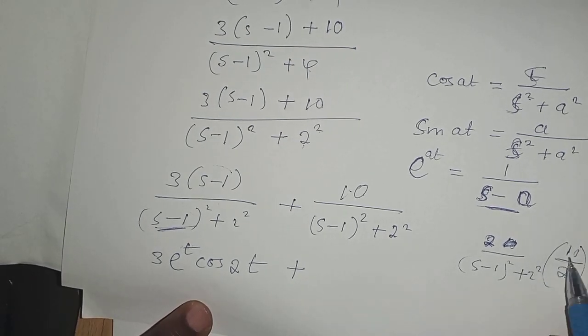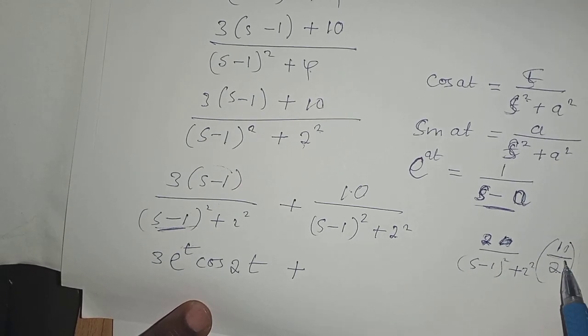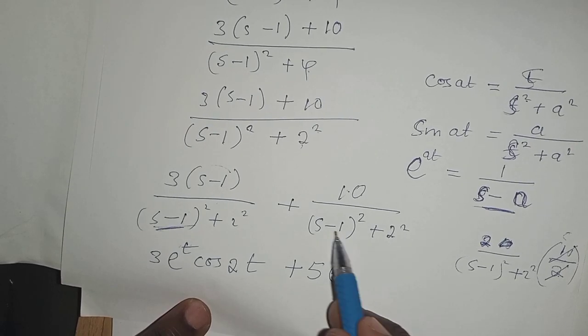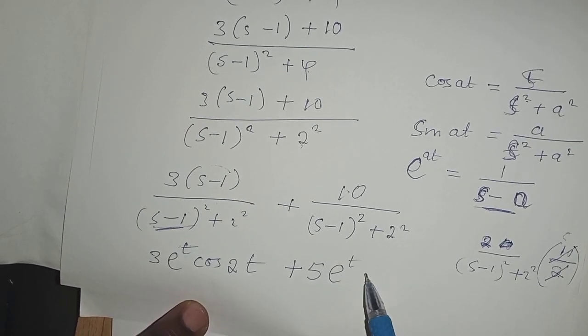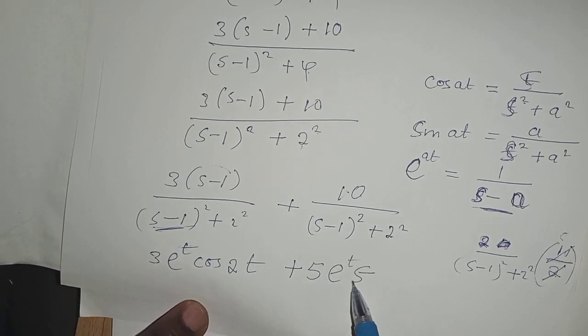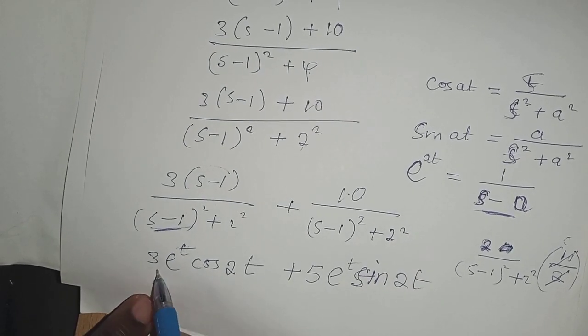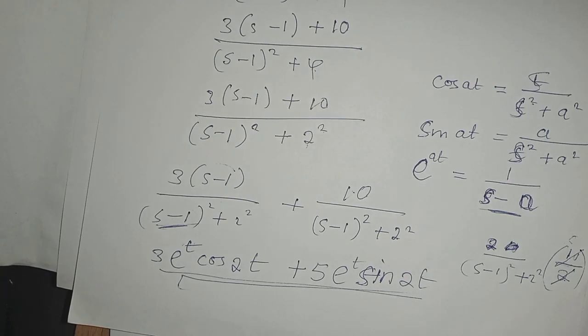So this constant will come in front because 2 into 2 is a 5. So you just write a 5 and the e power t, plus, oh sorry, sine 2t. So this is our answer.